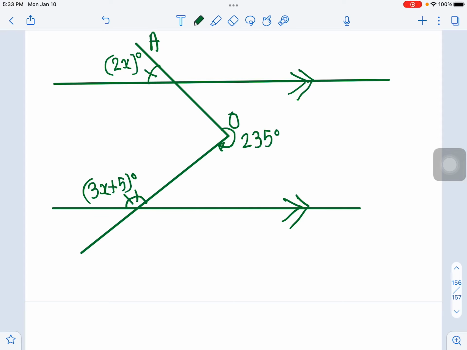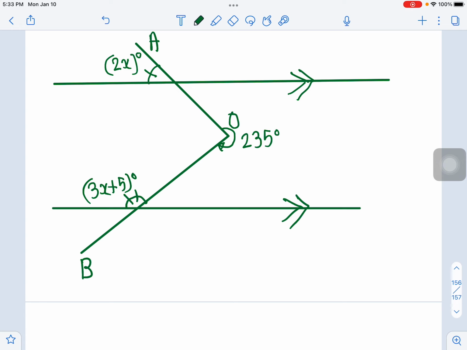Hi friends, we have this diagram which essentially has two parallel lines, and then we've got this V-shaped structure, lettered as AOB, which is included between the two parallel lines. Now the question for us is to find the value of x.